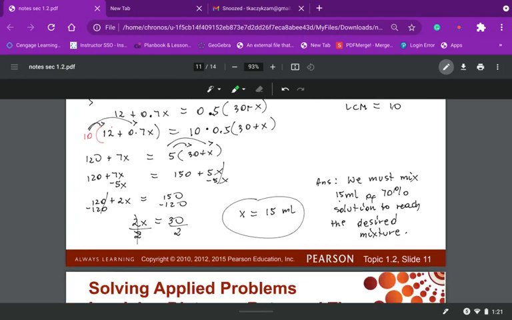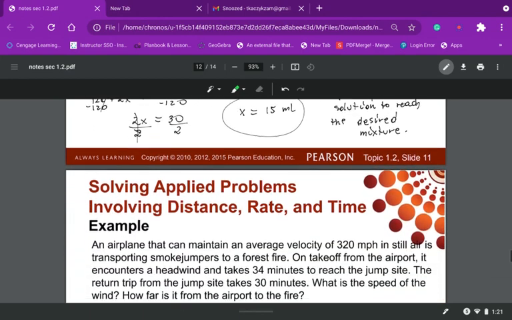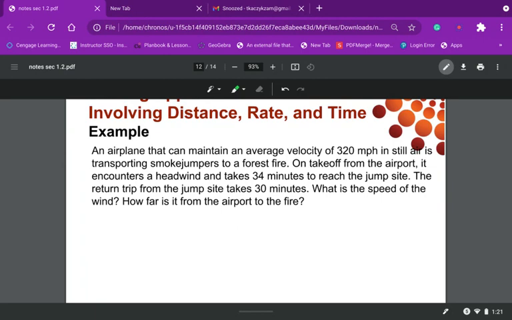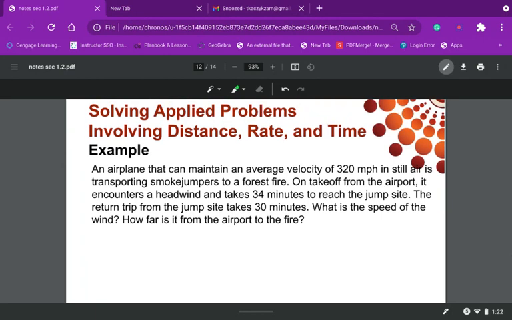And in section 1.2, I have 2 more problems. One is with distance and one is with job. So next, we're going to solve the problem involving distance.